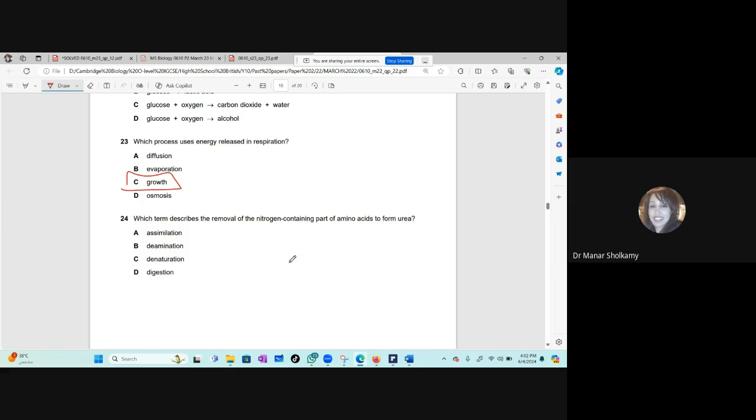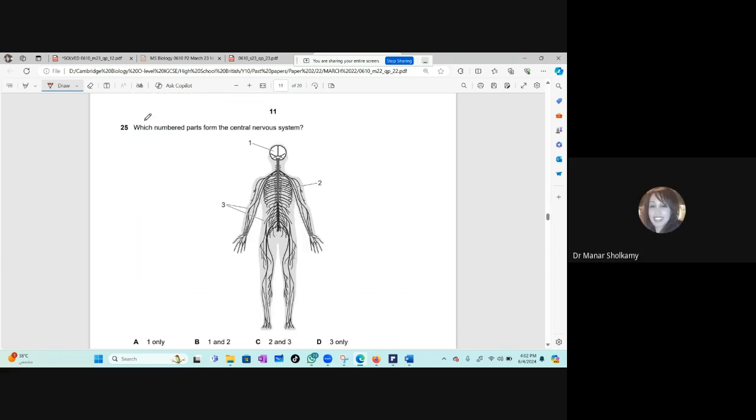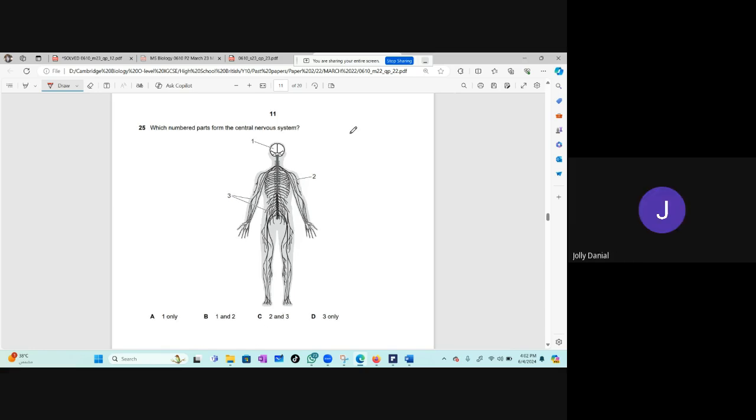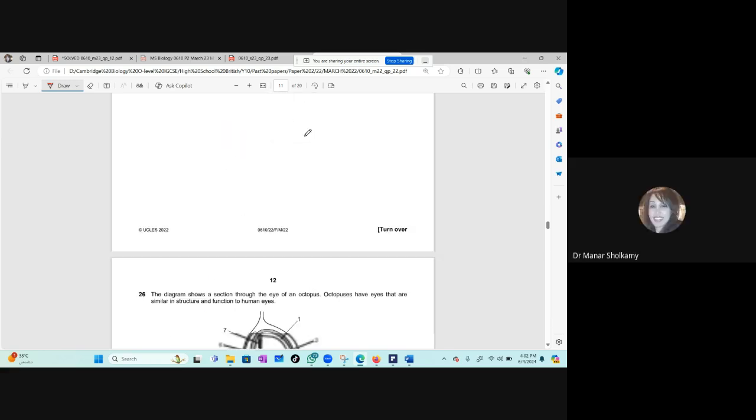Which term describes the removal of the nitrogen containing parts of amino acids to form urea? Assimilation or deamination? Deamination. Yes. Okay, good. We're halfway through. Which numbered parts form the central nervous system, which is made up of what? The brain and the spinal cord, which are represented by which numbers? 1 and 2. Yes, correct.